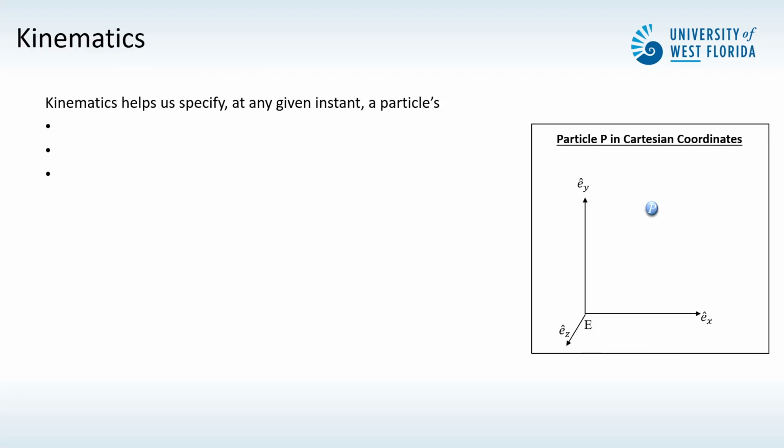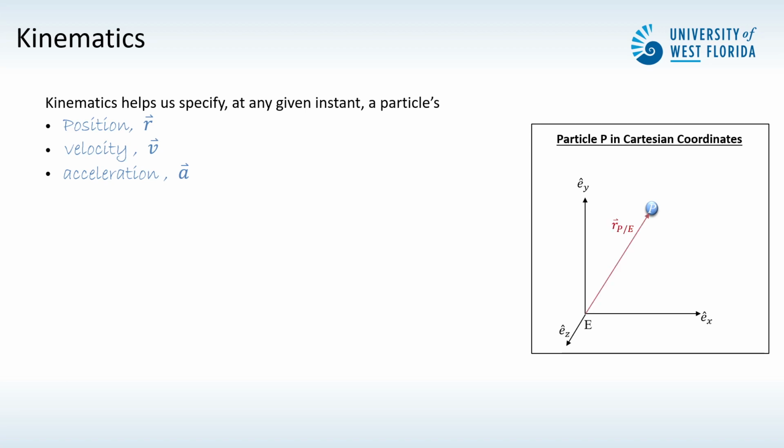In the last video, we said that kinematics helps us understand the geometry of motion. Specifically, it helps us determine an object's position, velocity, and acceleration. Recall that these are all three vector quantities and therefore have both magnitude and direction.